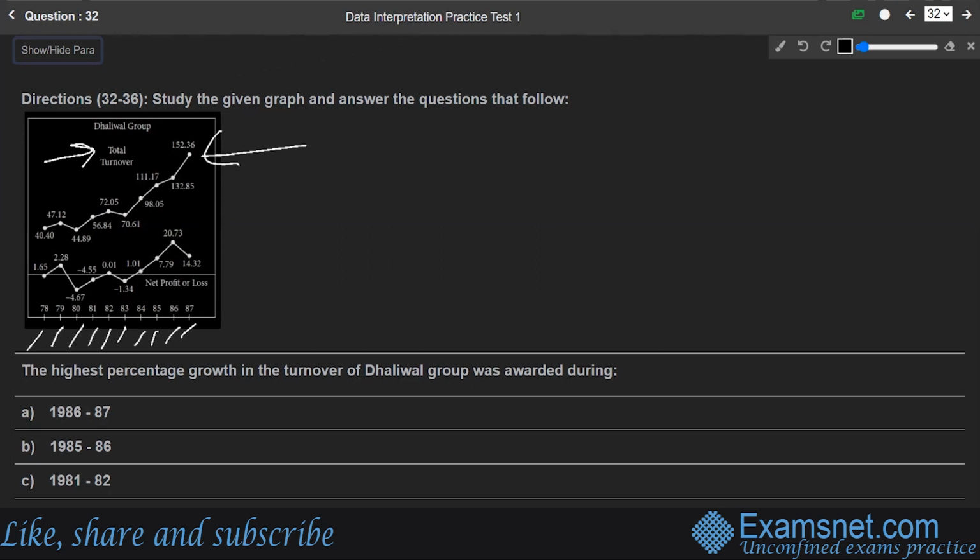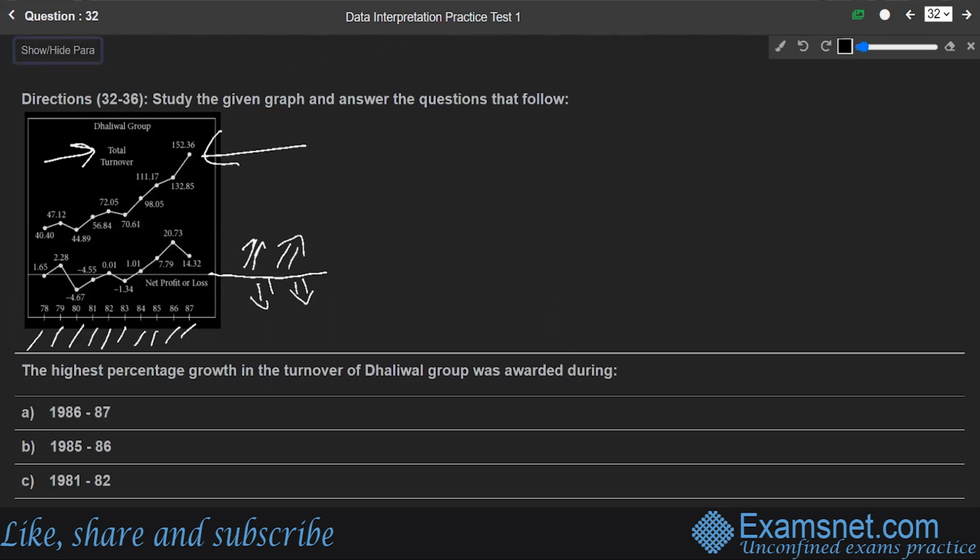Okay, the other graph represents net profit or loss. So there is a line given here. Whenever the dot is above this line, we are calling it profit. Whenever the dot is below this line, we are calling it loss. So this is that line which can discriminate between profit and loss. Okay, year wise. So all this is given to us.